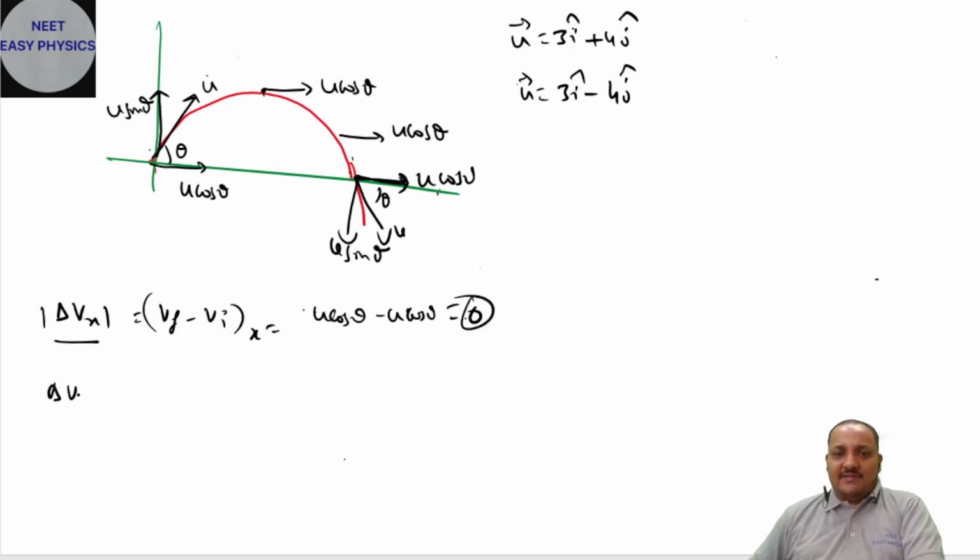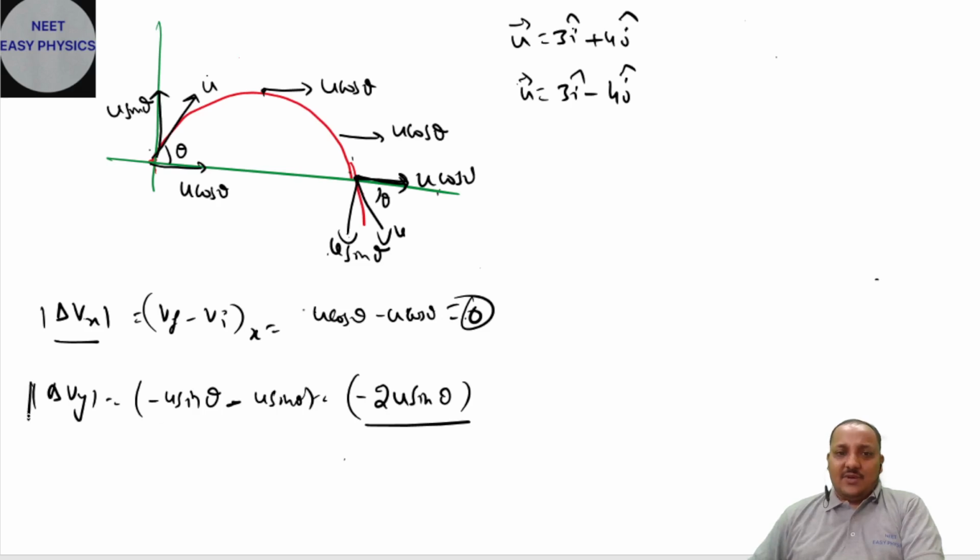Now, what is the change in velocity along the y-axis? After reaching the ground, the final vertical velocity is minus u sin theta. Minus the initial vertical velocity, u sin theta. Therefore, it is minus 2u sin theta. This is the change in velocity. Now, what is the magnitude of change in velocity? The magnitude of change in velocity is nothing but 2u sin theta.